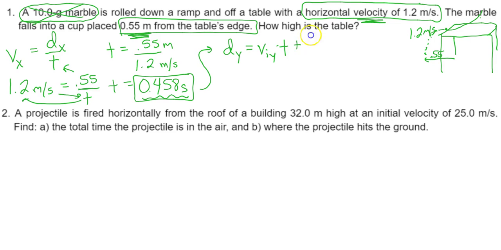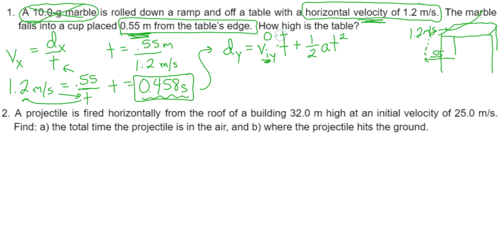plus 1/2 AT squared. So I've got my initial velocity in the y direction. Well, if it rolled off the table with a horizontal velocity of 1.2 meters per second, it doesn't matter that it had a horizontal velocity. When it rolls off the table, it immediately starts falling. Its initial vertical velocity is actually 0.